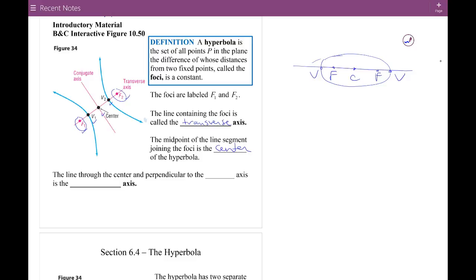And the line through the center, perpendicular to the transverse axis, has a name. It is called the conjugate axis. So it's a little different than the ellipse. For the ellipse, we had the major axis and the minor axis, the smaller direction. For the hyperbola, we have the transverse axis, also called the major axis, and the conjugate axis.